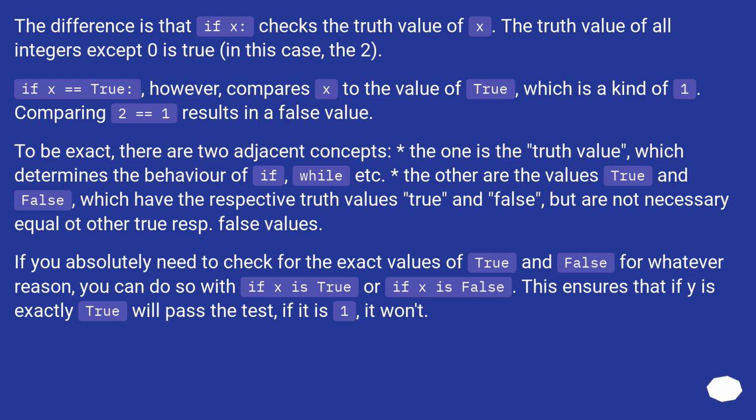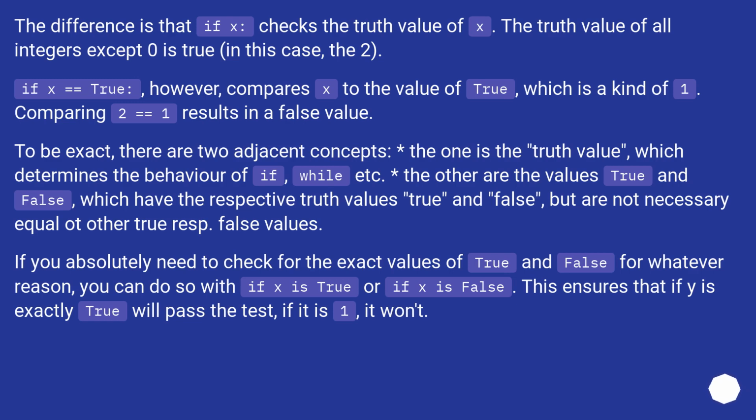To be exact, there are two adjacent concepts. The one is the truth value, which determines the behavior of if, while etc. The other are the values true and false, which have the respective truth values true and false, but are not necessarily equal to other true resp.